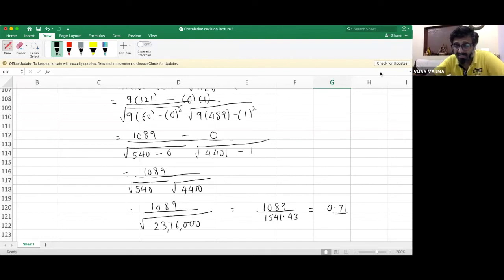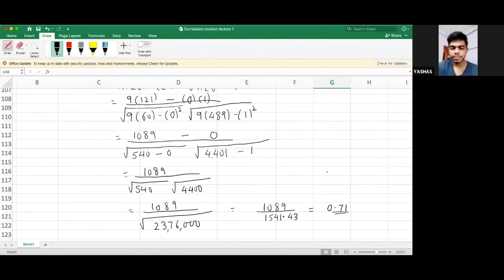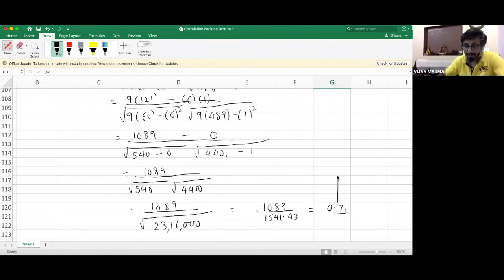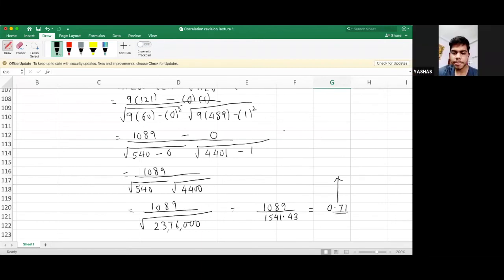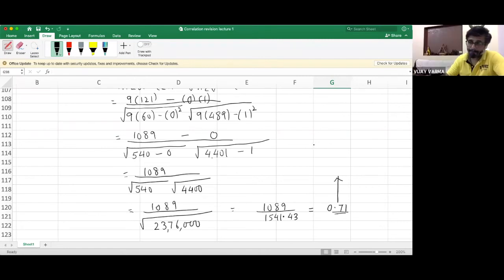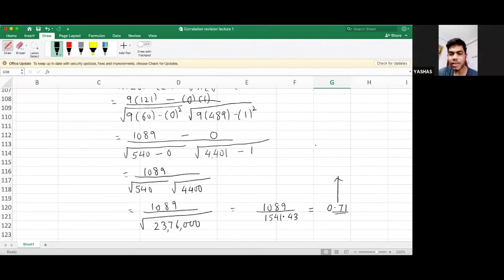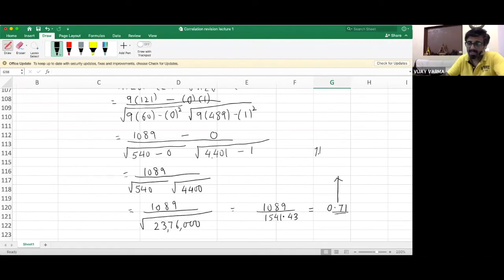Yashas, unmute yourself. Yes, sir. Now 0.71, what will you interpret? Tell me, is it positive or negative correlation? Positive, sir. And is it high degree or low degree? Is it near to 0 or 1? Sir, 1. So it is high degree. If it is near to 1, then it is high degree. If it is near to 0, then it is low degree.